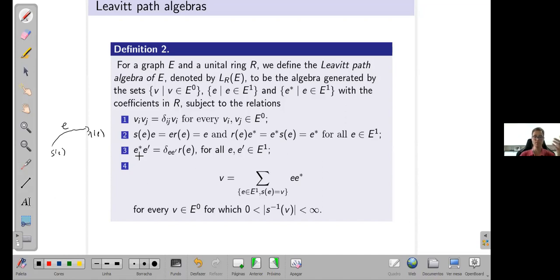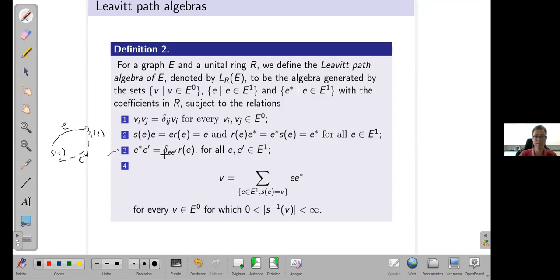So the ranges of these partial isometries should be orthogonal. That's what condition 3 is saying. So this, right, I had a ghost edge here. What I'm saying in 3 is that the ranges of the partial isometries are orthogonal, but I'm also saying that the projection E star E is the projection of the range of E, right? Which is a bit crazy.